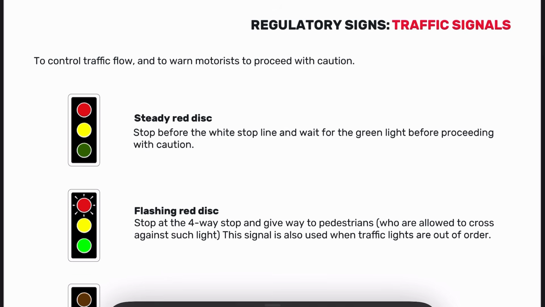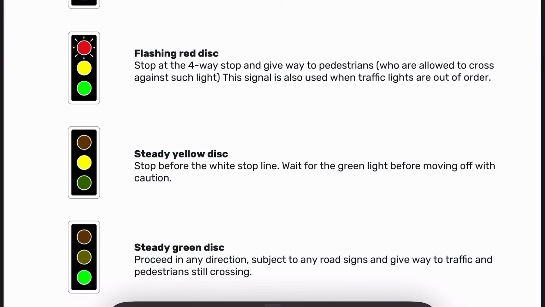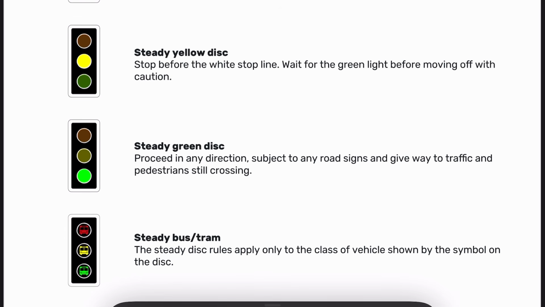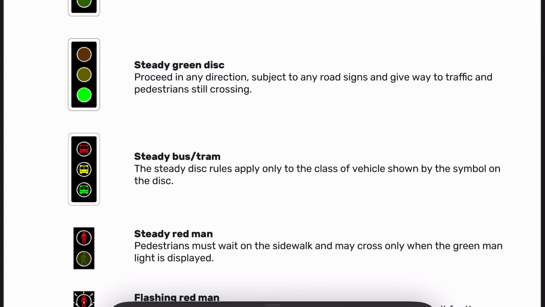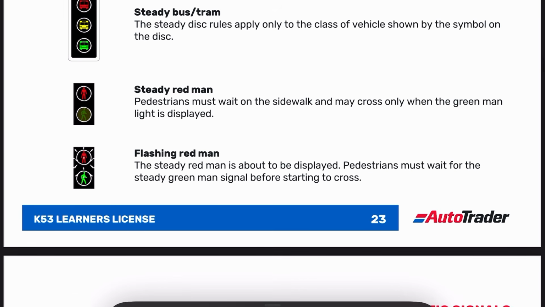And then you get to the traffic signals. The traffic signals, okay? Steady red disc, you must stop. You know that. And then when it's flashing red disc, that means the traffic signal is out of order. So it works as a four-way stop. The person who arrived first has a right of way. Steady yellow disc, if you can stop before the line, stop. But if you cannot stop before the line, proceed quickly. And then green means go.